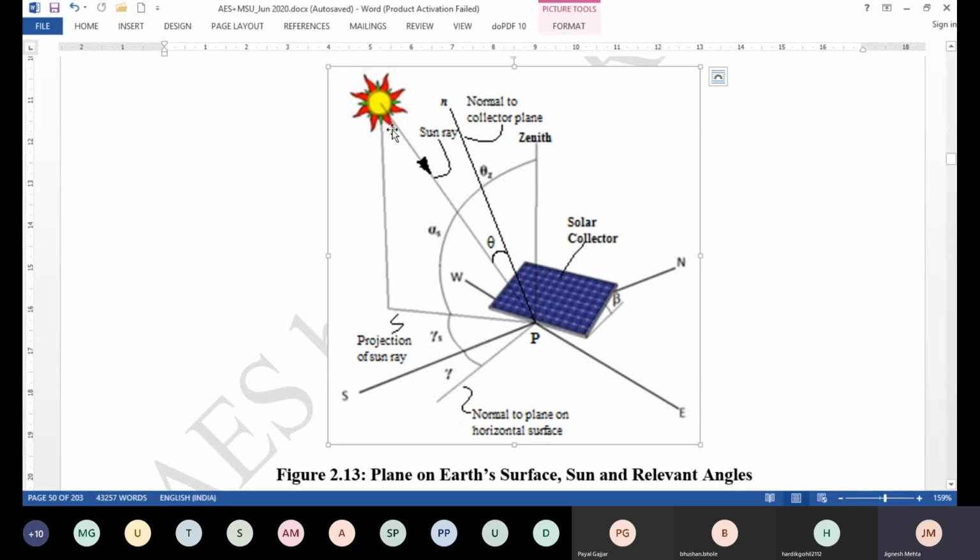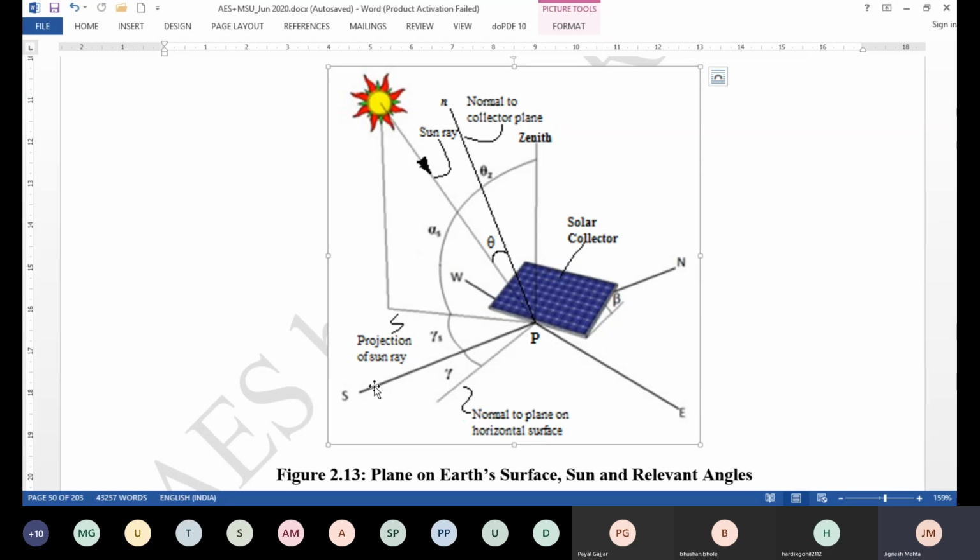Then the sun ray, if you draw the projection of the sun ray on the horizontal plane, this is that line. It is shown as the projection of the sun ray on the horizontal plane. So that makes some angle. So the sun is not exactly on the south, right? Not exactly on the south. If it is exactly on the south, that happens. When does that happen? I told that in the previous class.